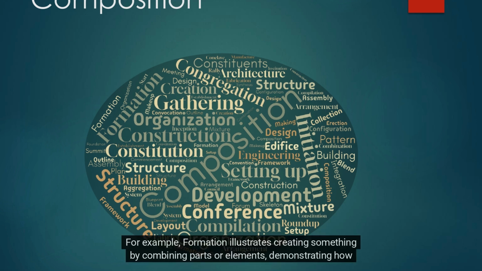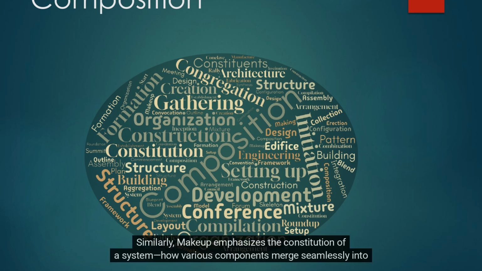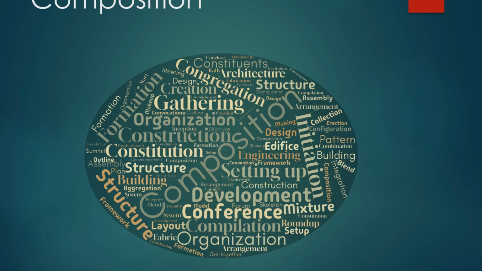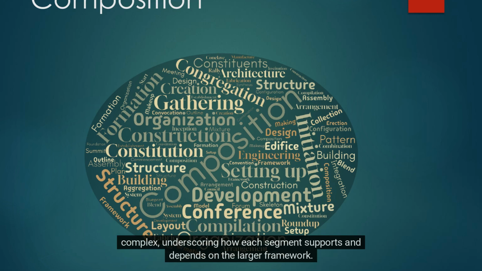For example, formation illustrates creating something by combining parts or elements, demonstrating how discrete pieces form a unified whole. Similarly, makeup emphasizes the constitution of a system, how various components merge seamlessly into its overall structure. Another example is structure, which refers to the arrangement and interrelations of parts within something complex, underscoring how each segment supports and depends on the larger framework.